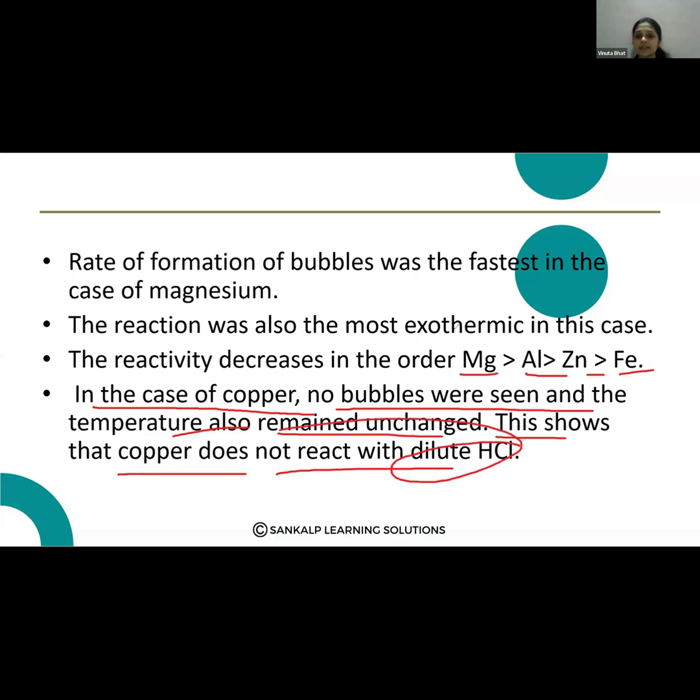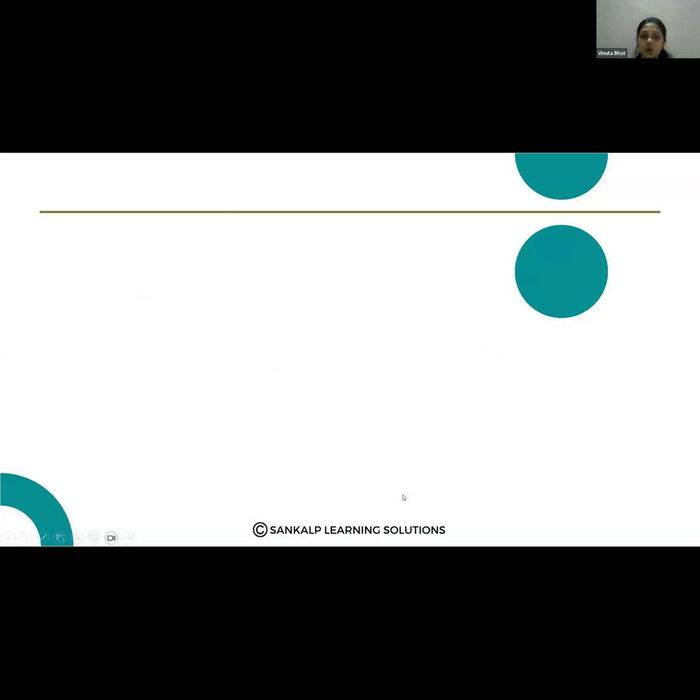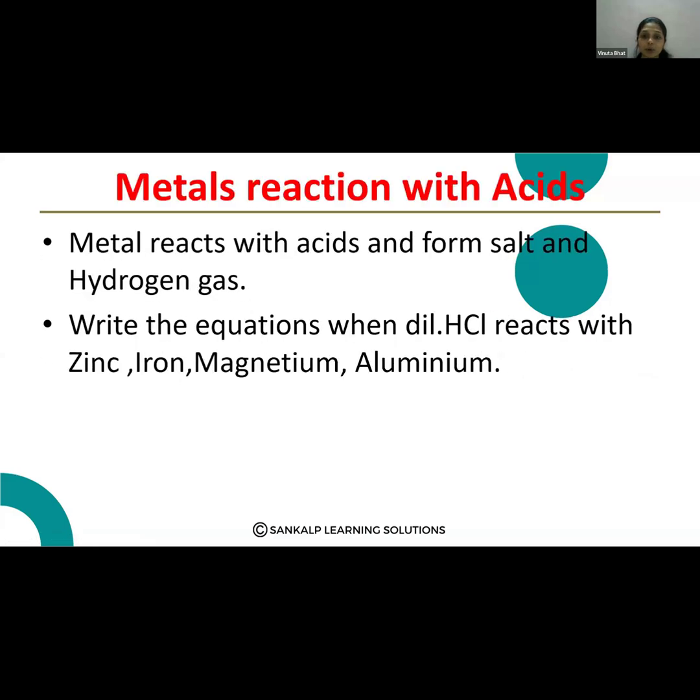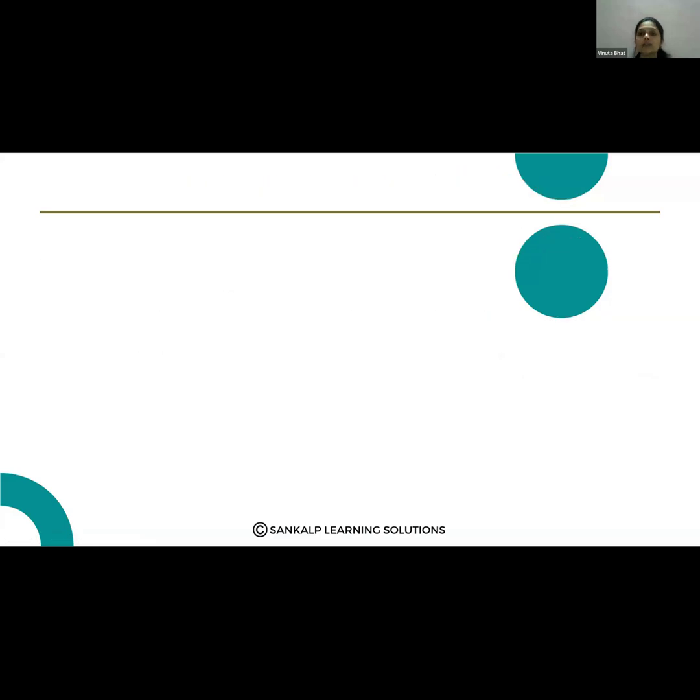Okay, so this is how metals react with acids. Very important, all these reactions are very important. Please practice all the reactions.